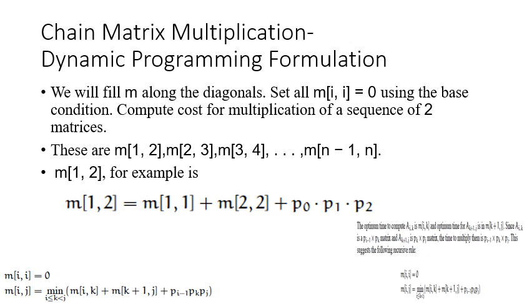So this identity would take this form: m of i to k, that is 1 to 1, plus m of k plus 1, that is 1 plus 1, 2 to j, and j is 2, plus p of i minus 1, p of k, and p of j. i minus 1 would be p0, p1, and p2. Here in this case k equals 1, so we are taking p1. Now the value of m 1 1 is known, the value of m 2 2 is known, and we also know the dimensions, so we can compute the value of this cell.